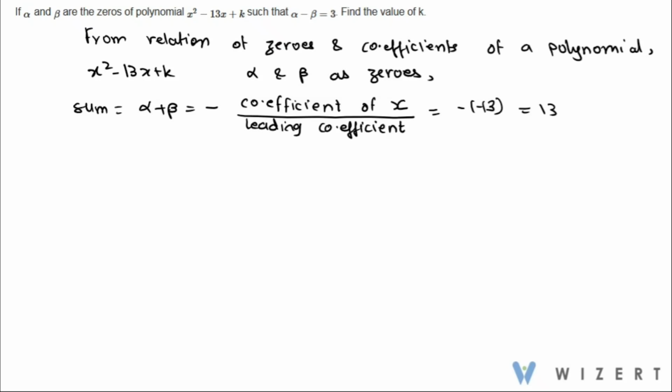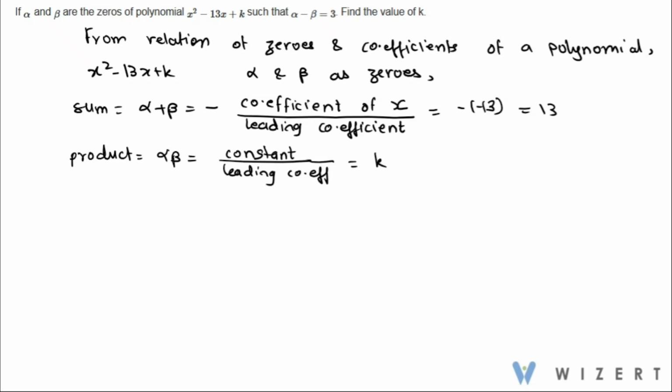and product of zeros, alpha into beta, is equal to constant divided by leading coefficient. Leading coefficient is 1. So constant is k. So we get product as k.